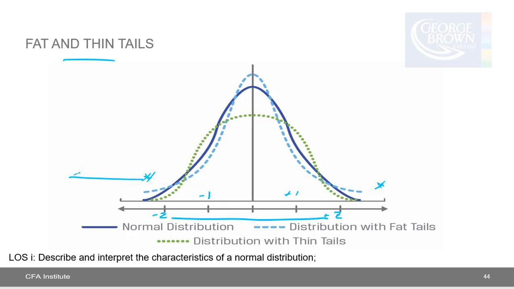So if we were moving to the left, we'd know that 2.5% of the observations would be to the left of negative 2 standard deviations. So that would be an extreme loss, okay? Out of 200 days, 5 days are expected to have observations that are more than 2 standard deviations from the mean. During the financial crisis of 2008, the losses that were incurred by some banks were approximately 25 standard deviations from the mean.